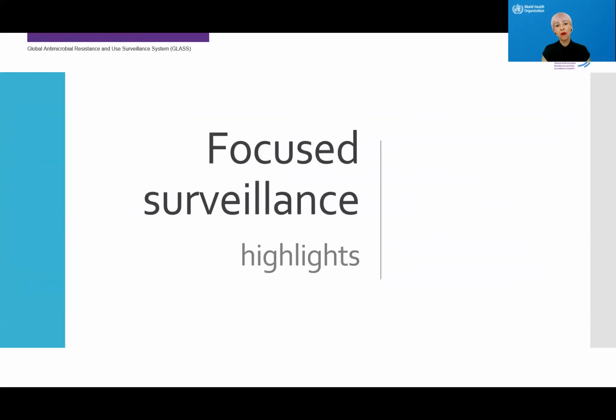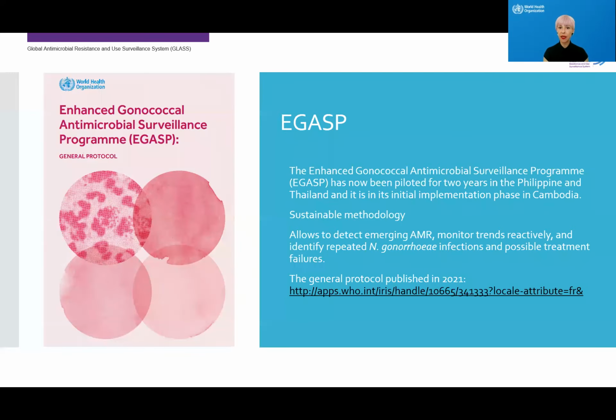In terms of highlights for the focused surveillance, the Enhanced Gonococcal Antimicrobial Surveillance Programme has now been piloted for 2 years in the Philippines and Thailand, and it's now in its initial implementation phase in Cambodia. The pilot has shown that the EGASP protocol is a sustainable methodology, and very importantly, it allows us to detect emerging AMR for gonorrhea, monitor trends reactively, and identify repeated gonorrhea infection and possible treatment failure.